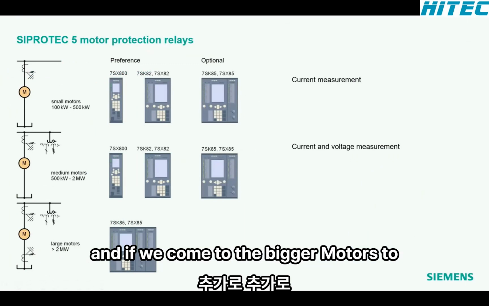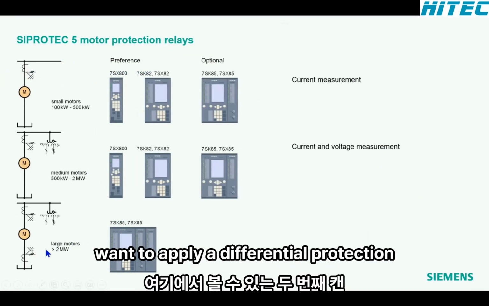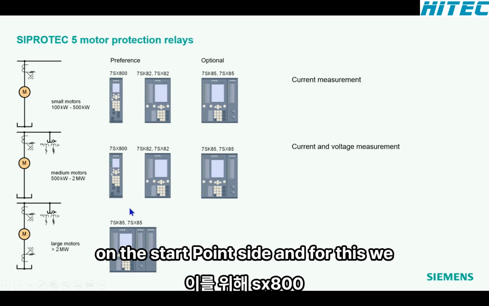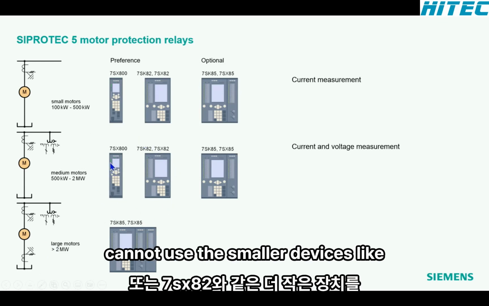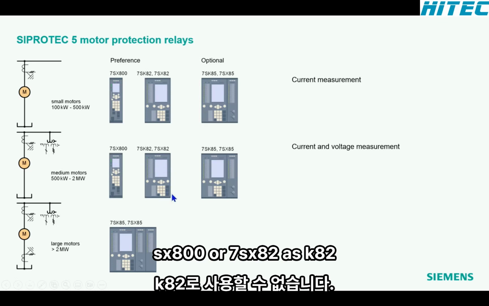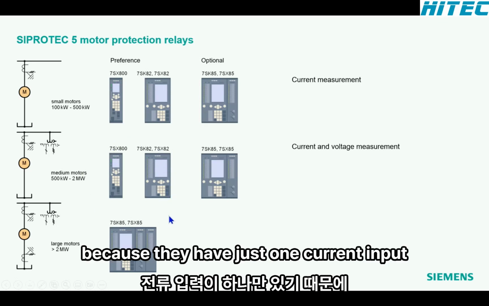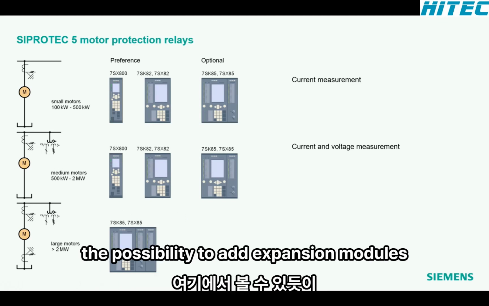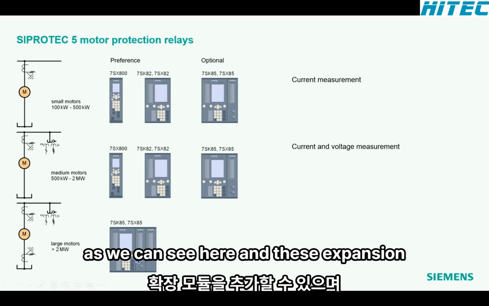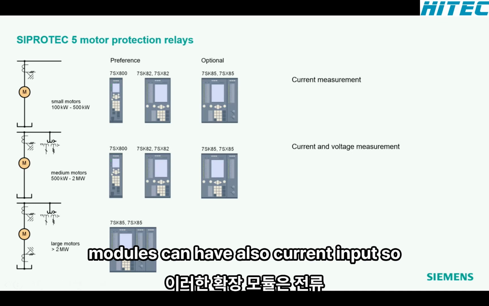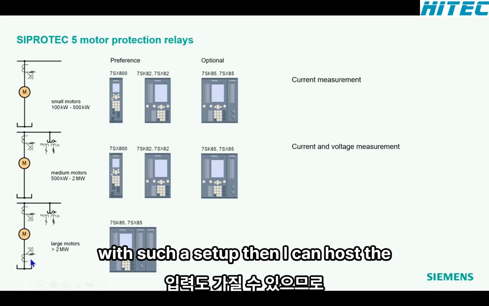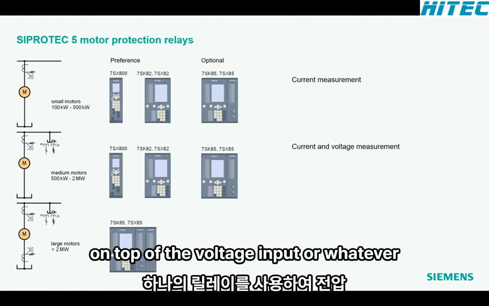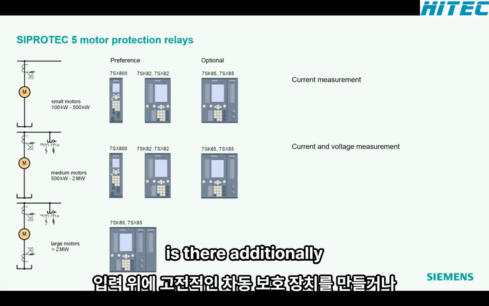And if we come to the bigger motors, to the larger motors, additionally, we maybe want to apply a differential protection. You see here is a second current transformer on the star point side. And for this, we cannot use the smaller devices like 7SX800 or 7SX82, 7SK82, because they have just one current input. Whereas the modular devices, as you might know from the C-Protect 5 range, have the possibility to add expansion modules, as we can see here. And these expansion modules can have also current inputs. So with such a setup, I can host the two current inputs in one relay and make a classical differential protection on top of the voltage input or whatever is there additionally.